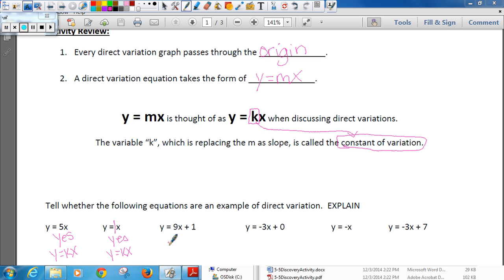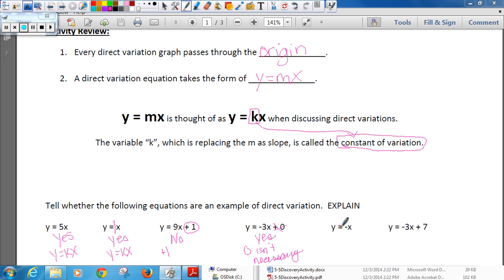Our third one here, y equals kx, but then it has this extra part. So this would be no, and the reason why is that plus 1. On this next one, y equals negative 3x plus 0. The plus 0 part you don't really need, so this would be yes. And why? Because the 0 is not necessary. So you could rewrite it as just y equals negative 3x.